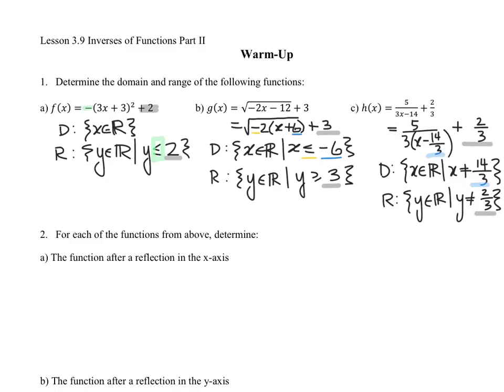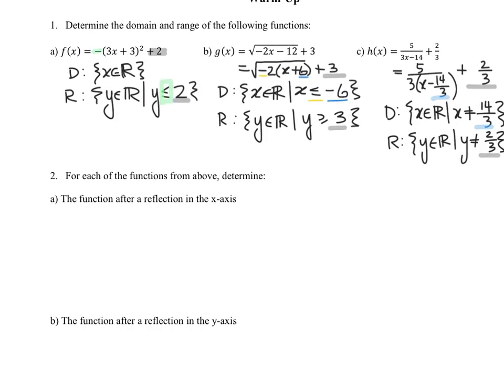Okay. So now what I'm going to do in the next part of this exercise is I'm going to take each of these functions and I'm going to reflect them in the x-axis. So remember, to reflect in the x-axis means that I am going to take my functions and I'm going to change them into negative f of x. So this means that I'm going to multiply all of the terms by negative 1. That's what it means to reflect a function on the x-axis.